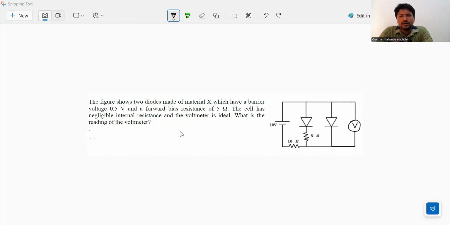In this question, you can see there are two diodes, and they say they have a forward bias voltage or the barrier voltage of 0.5 each and a forward bias resistance of 5 ohms. And there's an ideal voltmeter, and they're asking us to find the reading of the ideal voltmeter. Right. So let me explain the theory part first.